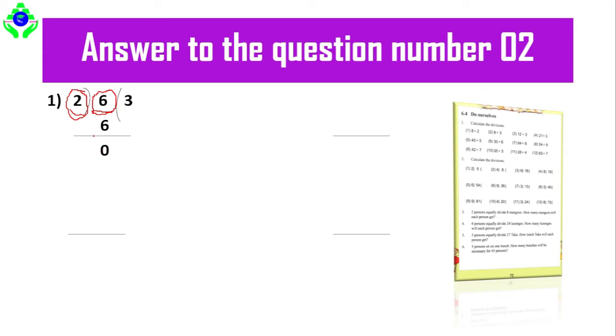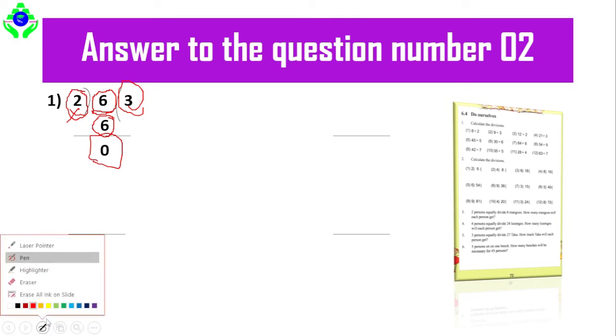So how can we solve it? You know that whenever we multiply this 2 with a 3, we can find a 6. That's why we know that 2 into 3 is equal to 6, and as a result we write a 6 here. After that we subtract this 6 from this 6, and the answer will be 0. So that's the process of how we can solve these types of questions.